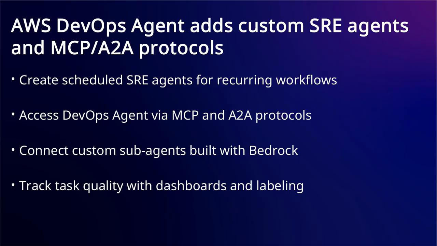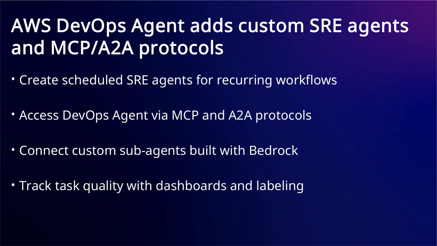Teams running production systems need to automate repetitive SRE tasks and integrate DevOps capabilities into their existing workflows without context switching. AWS DevOps Agent now addresses this by letting you create scheduled custom SRE agents that run on a cadence to automate tasks like generating database health reports or reviewing logs for anomalies.